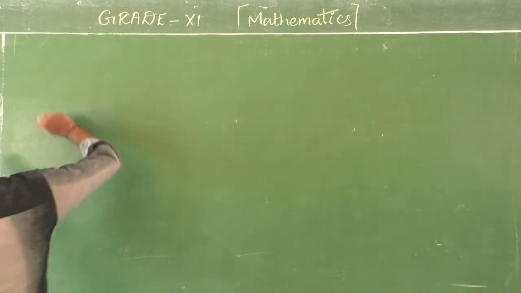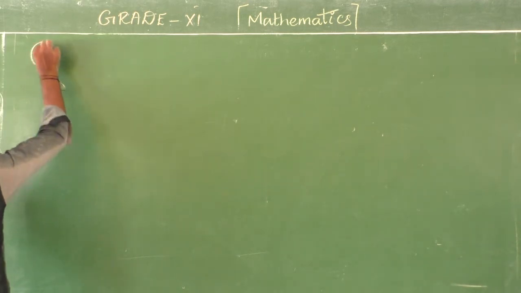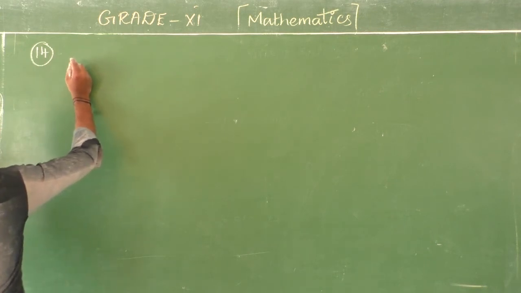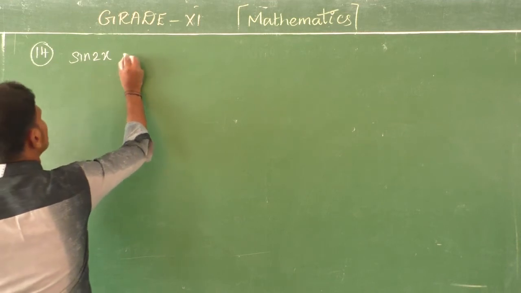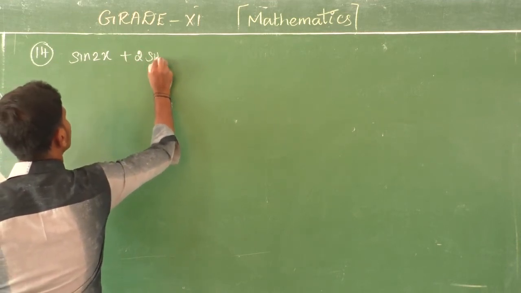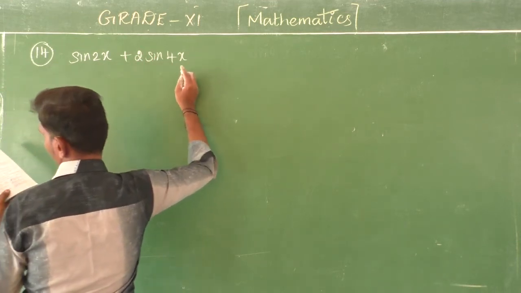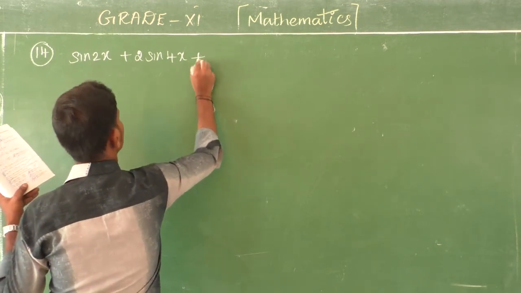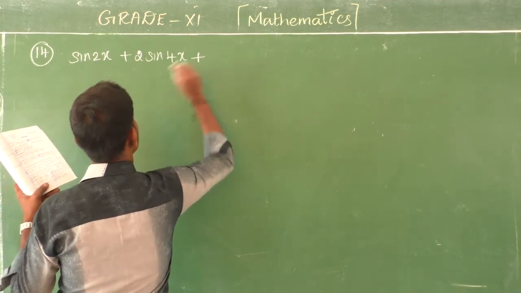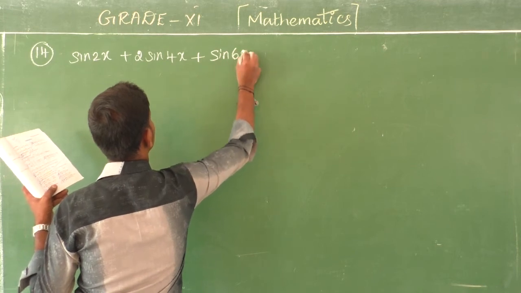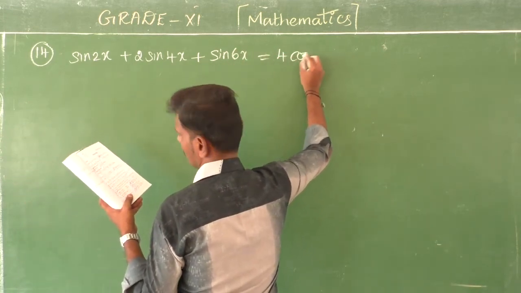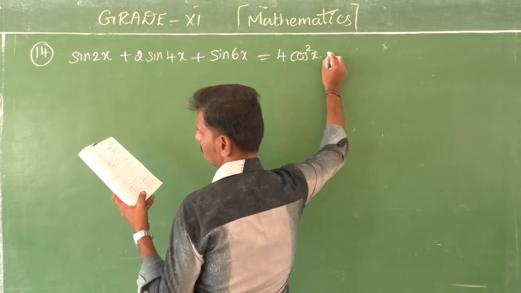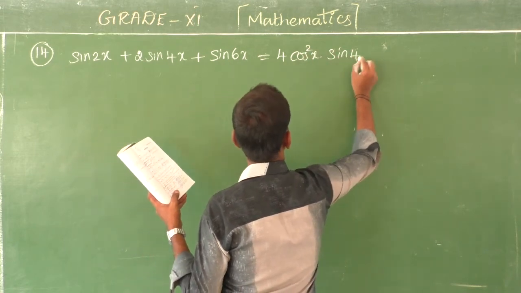Fine. So the question number 14, what is given to you? Sin 2x plus 2 sin 4x plus sin 6x, which is equal to 4 cos square x into sin 4x.